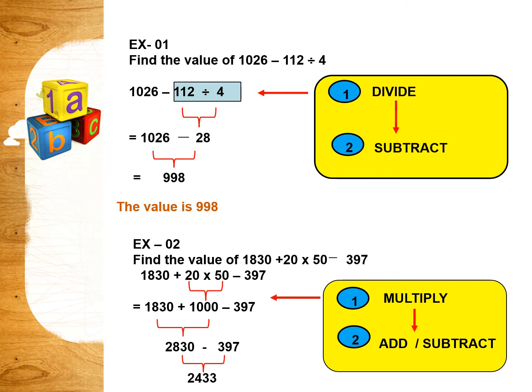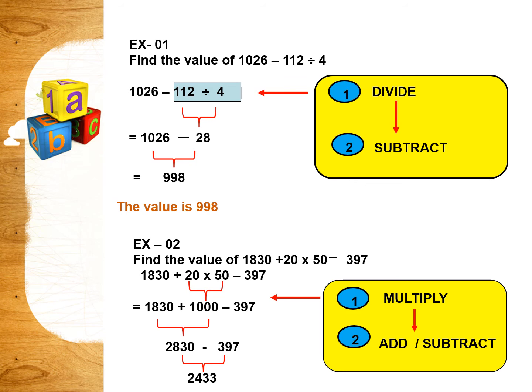Next, we solve the subtraction. 1026 minus 28, we can get 998. Then the value is 998. Okay children, let's see the next example.